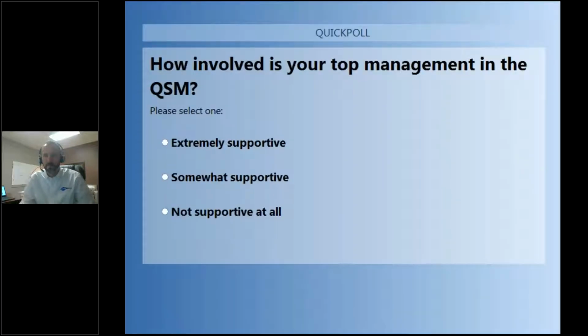Okay, so how involved is your top management in the quality management system? Please ignore the Q, it's QMS, not QSM. Is it extremely supportive, somewhat supportive, or not supportive at all? We're going to give 5 more seconds if people want to participate.